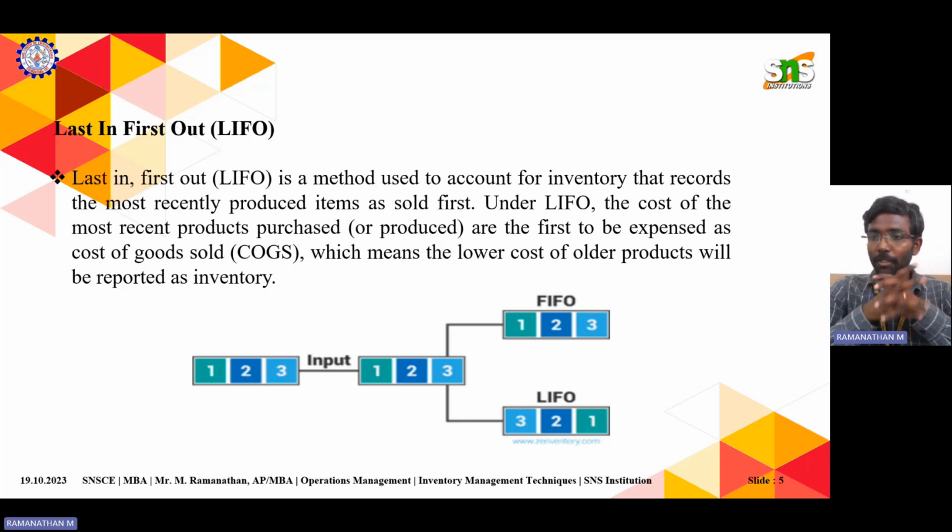Even if you take a commodity example, if I purchase the same commodity in the previous month as well as this month, I will use the commodity I purchased this month first, and after that I will go for the previous month's commodity. So this is last in, first out.